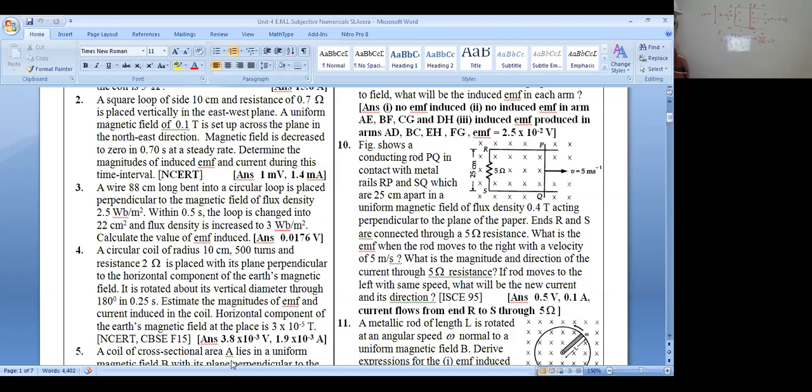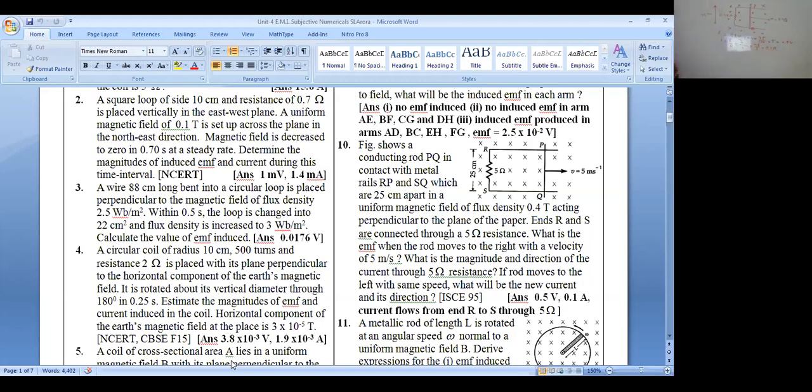Here is the solution for the same question. What is the value of E? Can you see the solution also? EMF is BLV. Putting in the values, we get 0.5 volt, and dividing by 5, we get the current: 0.5 divided by 5 means 0.1 ampere.